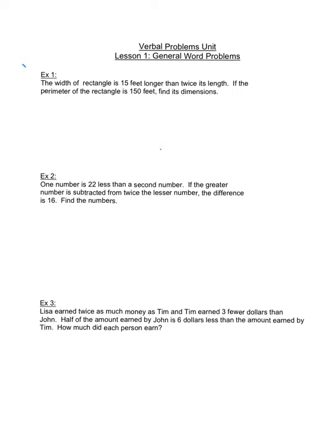Example 1. You're always going to notice a comparison being made. They're comparing: the width of a rectangle is 15 feet longer than twice its length. This first sentence is comparing the width to the length. So what I do is I take whatever's at the end of the sentence as what everything's being compared to. So I call this x. In my let statements, I say let x equal the length of the rectangle.